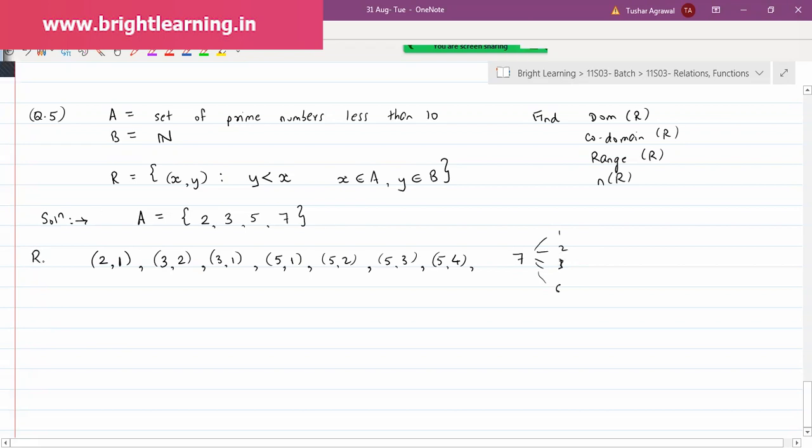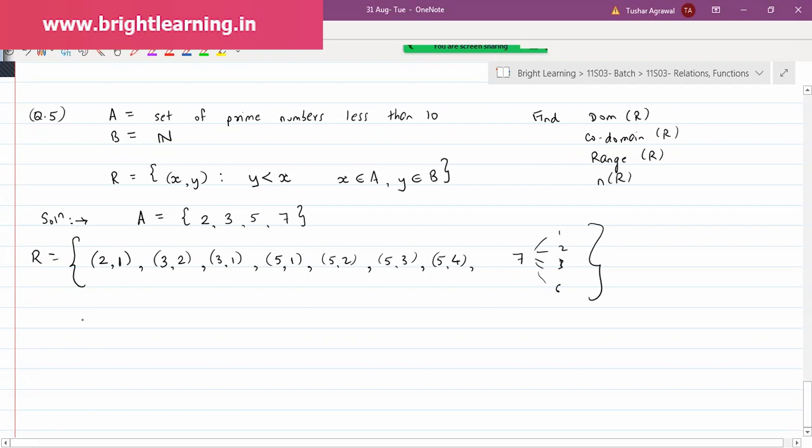So this complete set is my relation R, which will look like this. Here, these are actually 6 elements. I have not written that. These are 6 ordered pairs: 7, 1, then 7, 2, then 7, 3, and so on. Is this clear how the relation R will look?